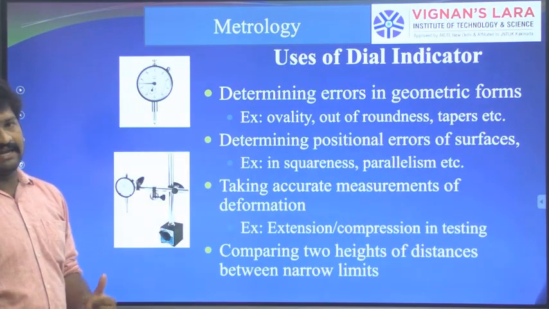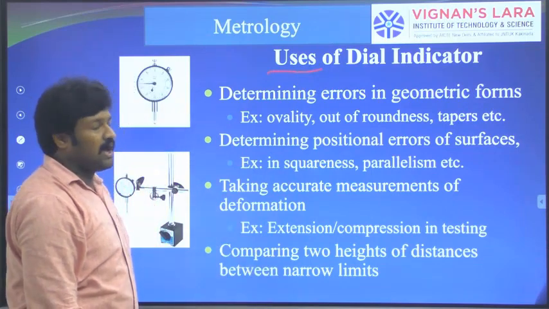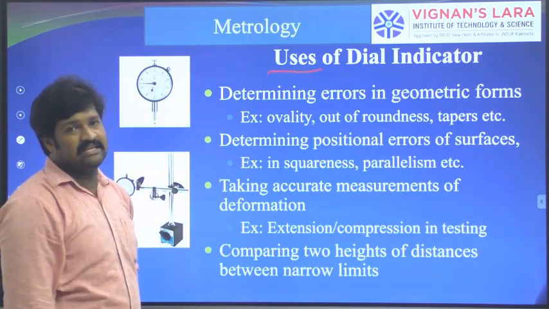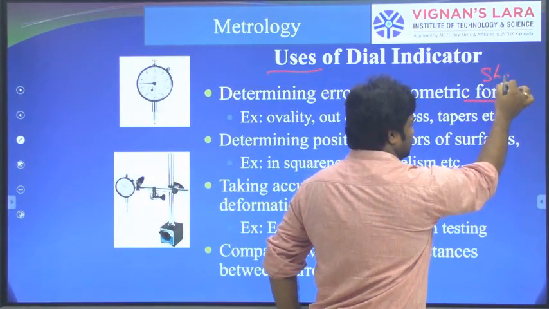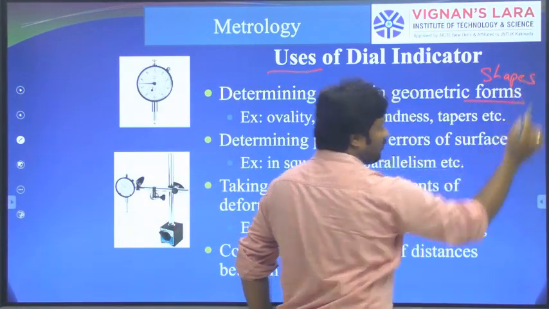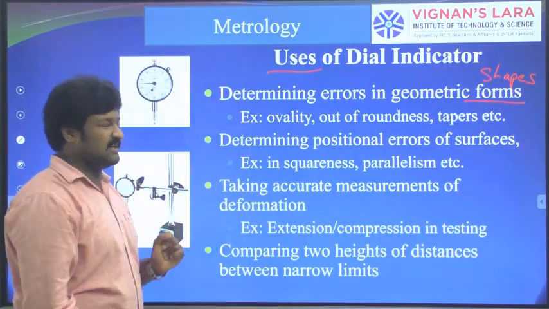Uses of dial indicators. Dial indicators are used for determining errors in geometrical forms. Forms is none other than the shapes. So these are used for identifying errors in the geometrical shapes.